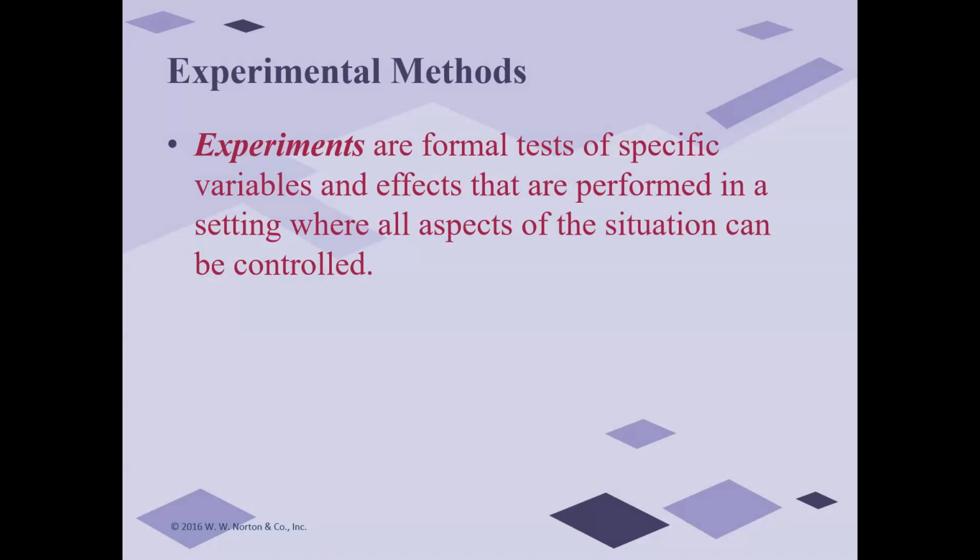Experimental methods. Experiments are formal tests of specific variables and effects that are performed in a setting where all aspects of the situation can be controlled. Experiments are sometimes difficult to conduct in social settings because it is hard to control every aspect of a social situation. But they can provide valuable insight into how a person might respond.